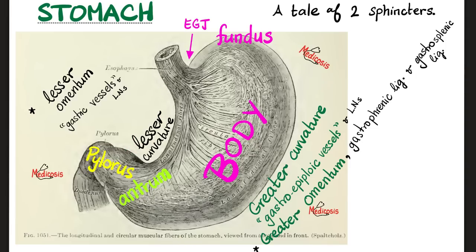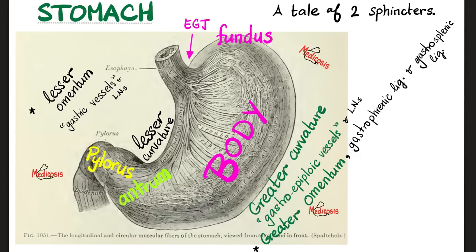The lesser curvature is related to the lesser omentum, whereas the greater curvature is attached to the greater omentum and the gastrophrenic ligament and the gastrosplenic ligament. The lesser curvature is close to the gastric vessels and gastric lymph nodes. There is the left gastric artery and right gastric artery, the left gastric vein and the right gastric vein, also related to the gastric group of lymph nodes.